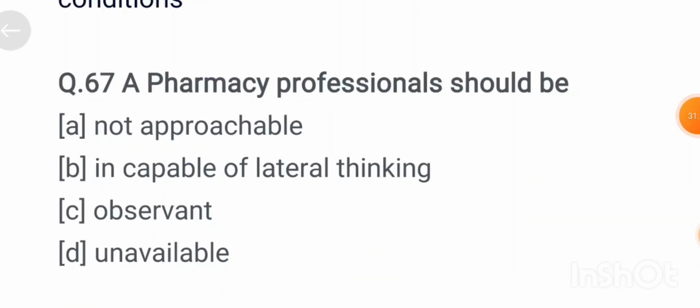A pharmacy professional should be: option A, unapproachable; option B, incapable of lateral thinking; option C, observant; option D, unavailable. A pharmacy professional should not be unapproachable and unavailable, but should instead be observant and capable of lateral thinking. Next question.